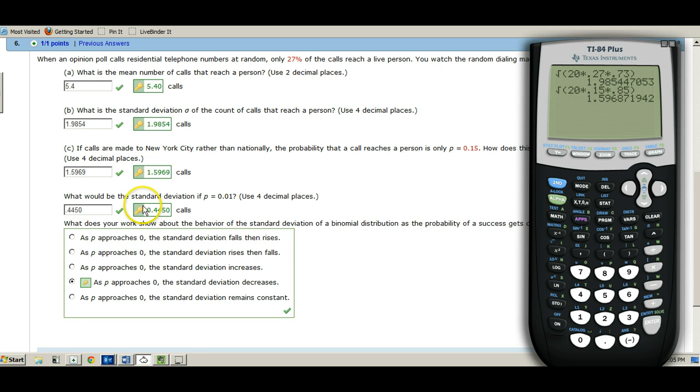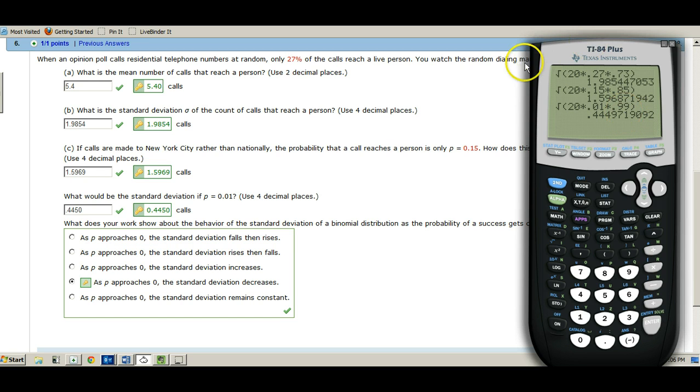And then the next question says, what would the standard deviation be if p was 0.01? So again, I'm going to do second, enter. I'm going to come over here and I'm going to change the 0.15 to 0.01, which is going to make this one 0.99. 1 minus 0.01 is 0.99. And that's how we arrive at our answer, 0.4450 to the nearest one.